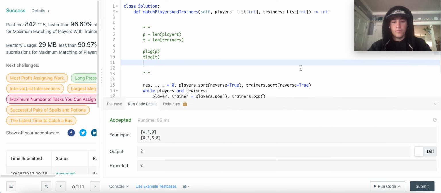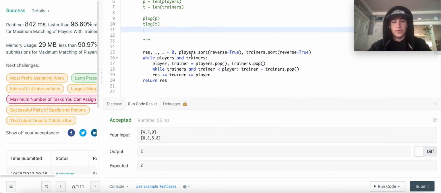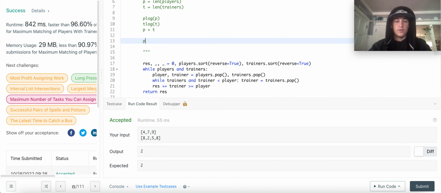And then we look at each player and trainer. So we pop each player and we pop each trainer. Let's see, we only pop a player once, we only pop a trainer once. So you're never going to redo an operation, so it's an additional P plus T time. So the runtime is P log P plus T log T plus P plus T.